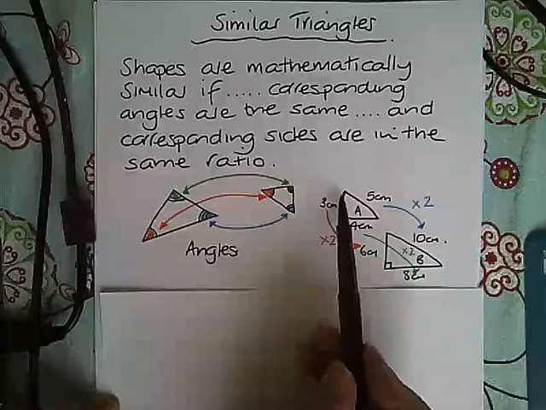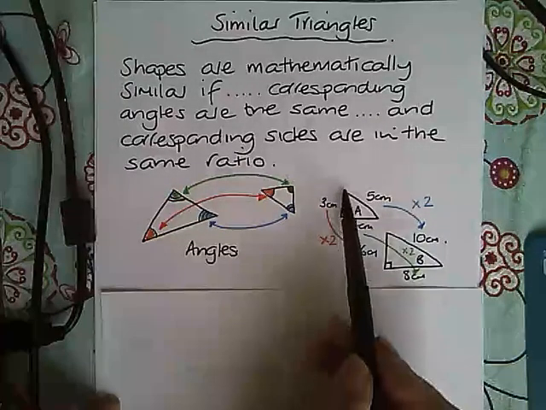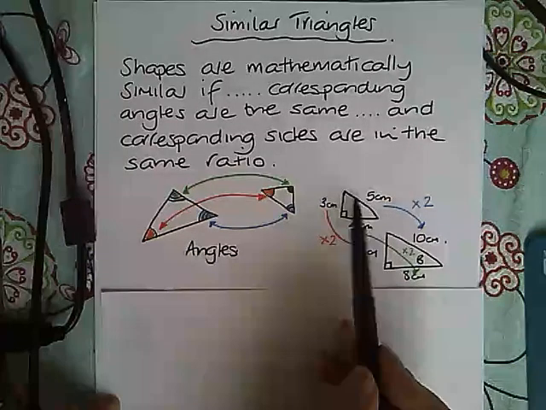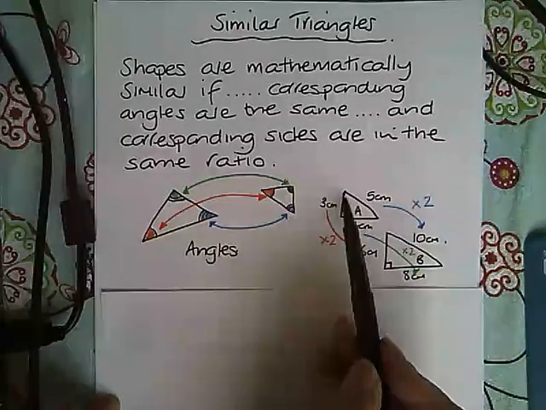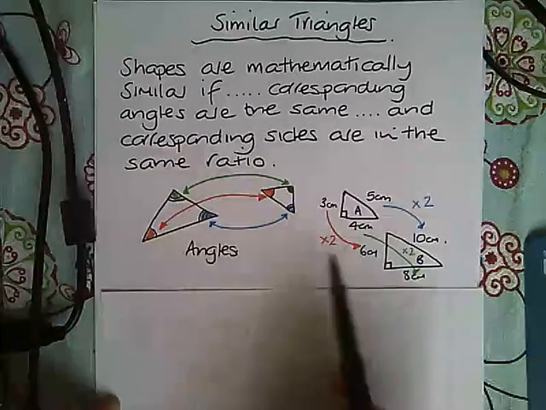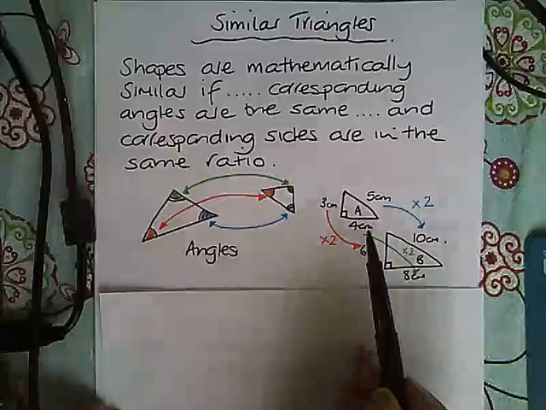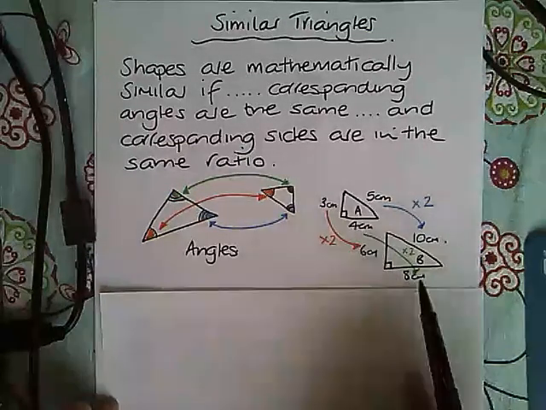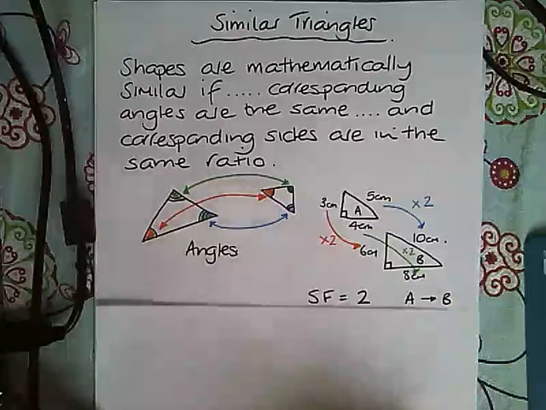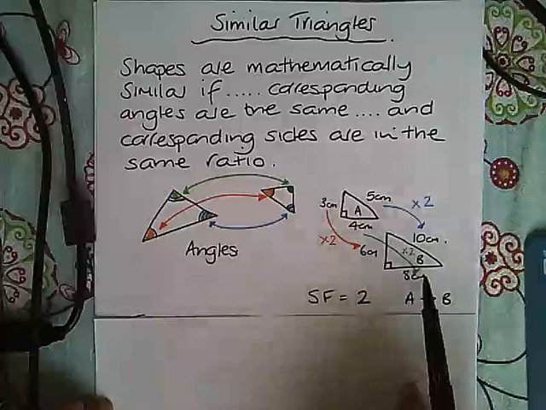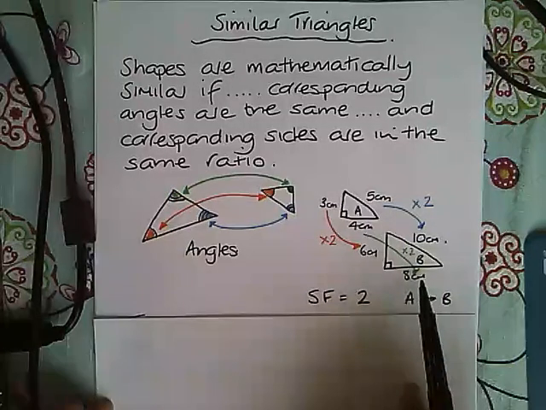I've also, if I look at this side here, which is next to the right angle and close to the hypotenuse, it's in the same position as this one. I go from 3 to 6, again I'm timesing that by 2, and the final side, this horizontal side, I'm going from 4 to 8 and I am timesing that by 2. So the scale factor as we move from triangle A to triangle B is 2.